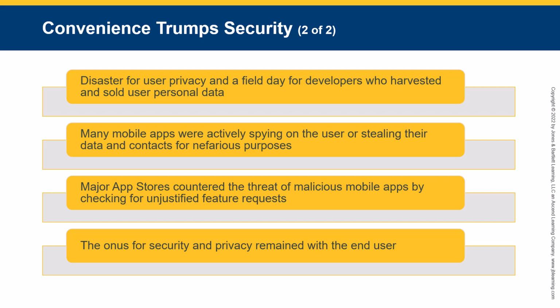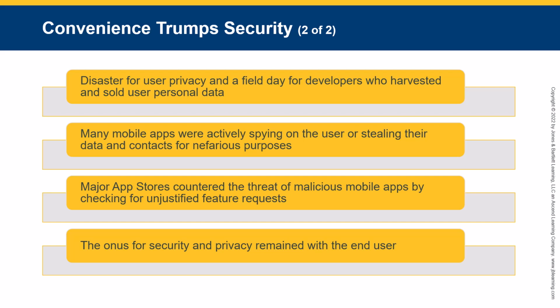So major app stores will counter this threat by checking for specific features, code verification, and verification of terms and services. And if they do encounter them, they get pulled from the app stores. The omnibus for security and privacy does remain with the end user. It's up to the end user to stay diligent enough to make sure that they are protected.